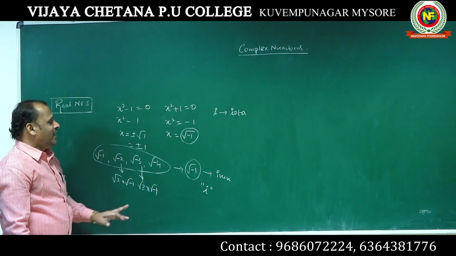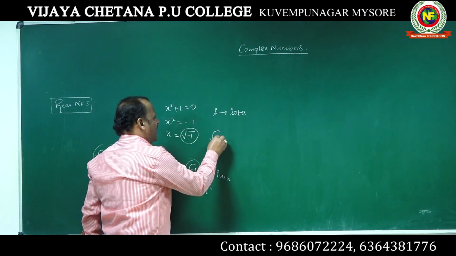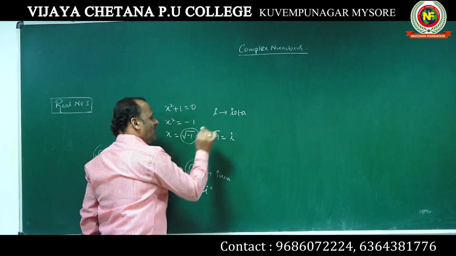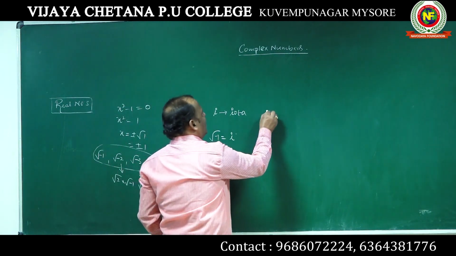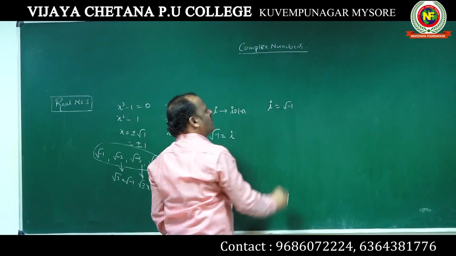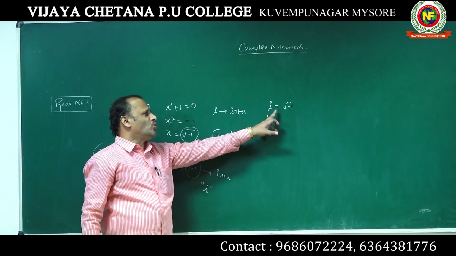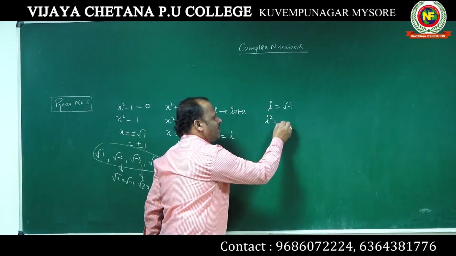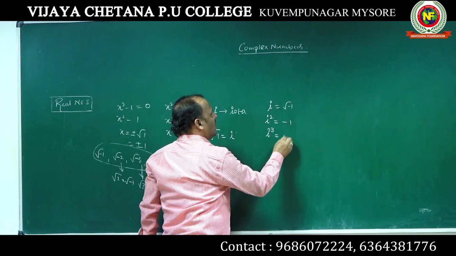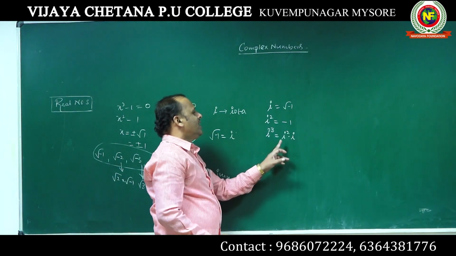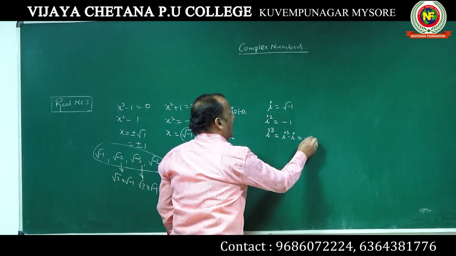So wherever root of minus 1 comes, it has no real value, and we say root of minus 1 is equal to i. We call this an imaginary number. Next, i square means root of minus 1 whole square, that is minus 1. Then i cube is equal to i square into i. We know that i square is minus 1, and into i it is equal to minus i.